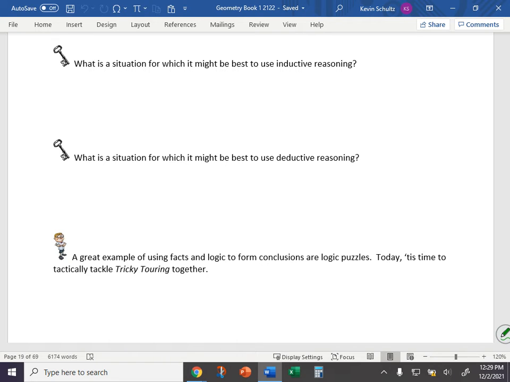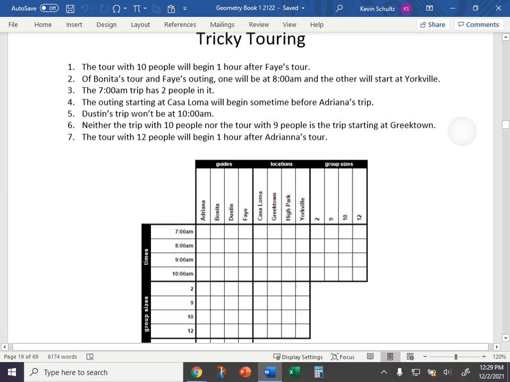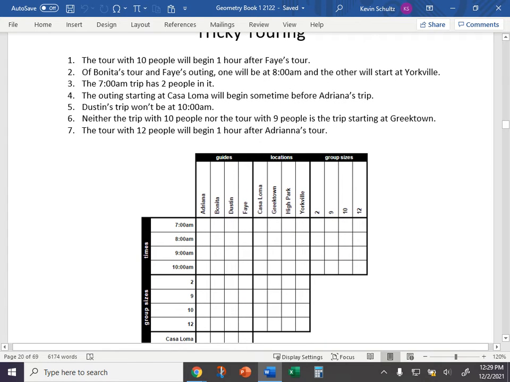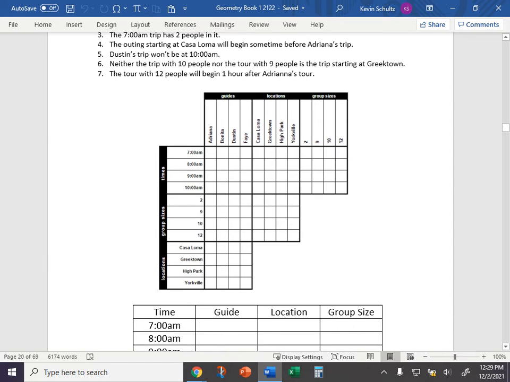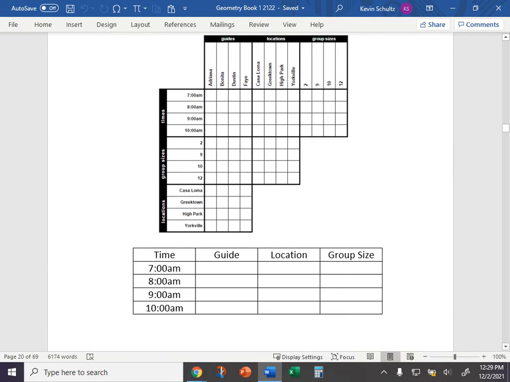So you've seen these in your math packets before, and this is an example of a logic puzzle. Logic puzzles are inherently deductive reasoning because you really need to look at the clues. Your job here is to ultimately decide at what time each guide leaves, where that tour is going, and how many people are in the group. So where is the 7 o'clock tour going? Who is the guide, and how many people? 8 o'clock, 9 o'clock, and 10 o'clock.